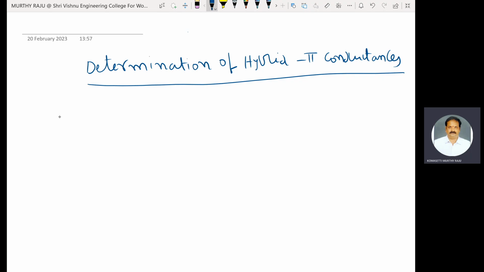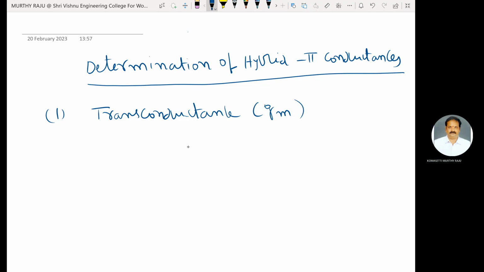First one is transconductance. Transconductance is represented by gm. Transconductance is nothing but the ratio of current to voltage.